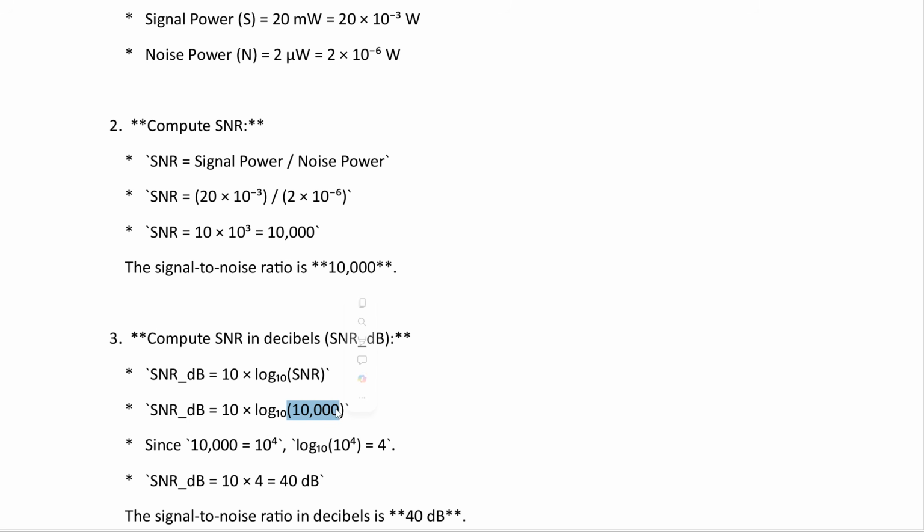So this 10,000 may be written as 10 to the power 4, right? So it becomes log 10 of 10 to the power 4, which will be equal to 4. So 10 into 4 will be equal to 40 decibel. So the signal to noise ratio in decibel comes out to be 40 decibels as our final answer, right?